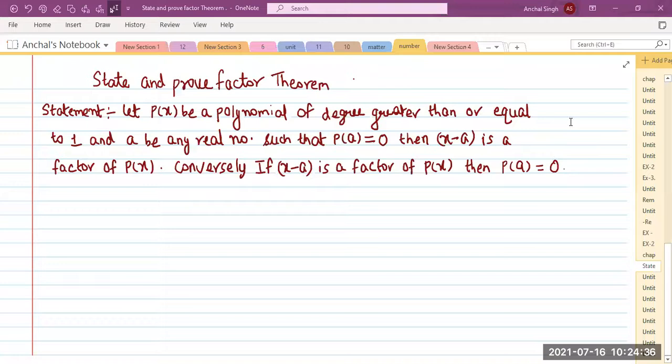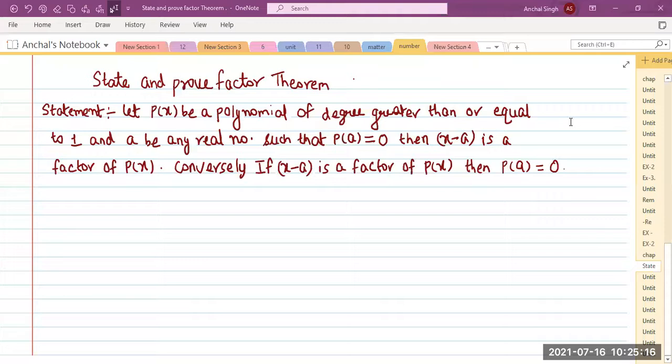Now what is the statement of factor theorem? देखिए जरा, what is written over here? Let px be a polynomial of degree greater than or equal to 1. Px is a polynomial whose minimum degree is 1 and it can be more than 1, and a be any real number such that pa is given equal to 0. Pa is actually remainder. अगर remainder theorem के statement में हम जाएं तो what was p over there? Remainder. So it is written that such that remainder is equal to 0, then prove that x minus a is a factor of px.